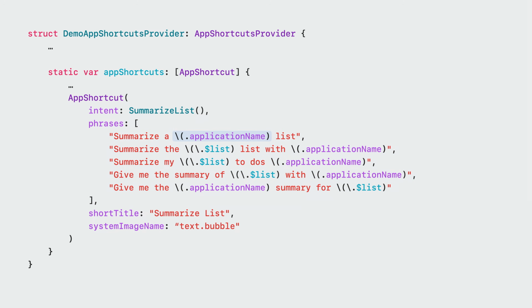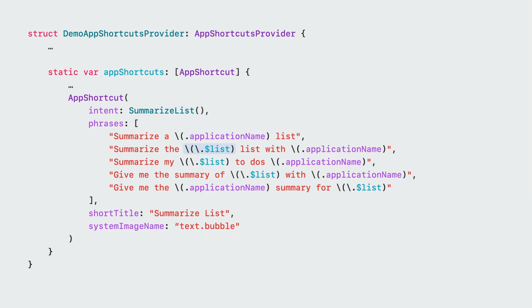Notice that rather than using my application's name directly in the string, I've used a special token. This allows Siri to not only recognize my app's main name, but any app name synonyms I've defined. I've also added the intent's parameter, list, into some of the phrases. App Shortcuts supports extending trigger phrases with predefined parameters so that users can provide a parameter immediately upon invoking Siri.